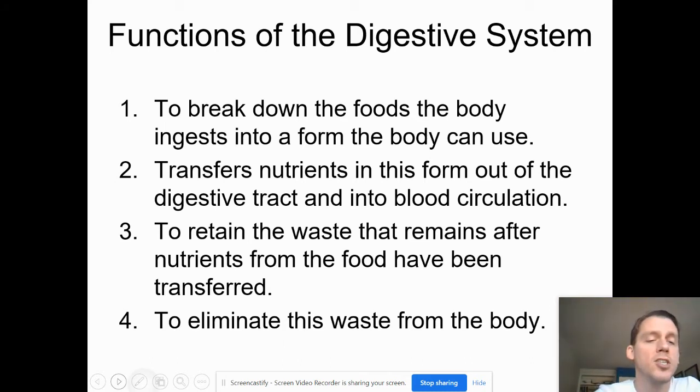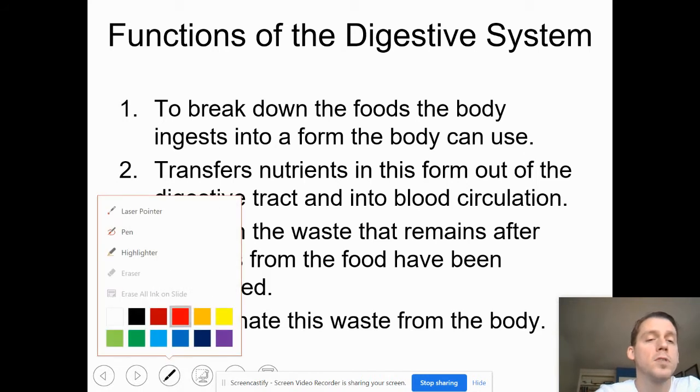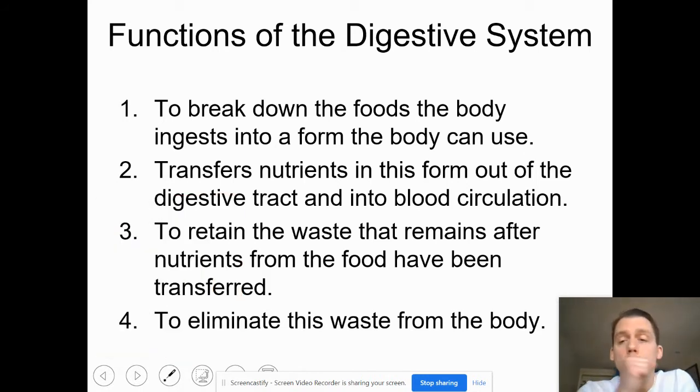The very first thing we need to go over is the function of the digestive system. The function of the digestive system involves breaking down food. The food you eat is too large to be used by the body, so we need the digestive system to break it down into tiny little pieces that we can use, right? What type of chemical reaction breaks things down into tiny pieces? That would be a hydrolysis reaction. So the digestive system is doing a lot of hydrolysis.